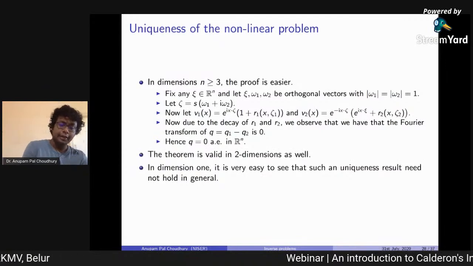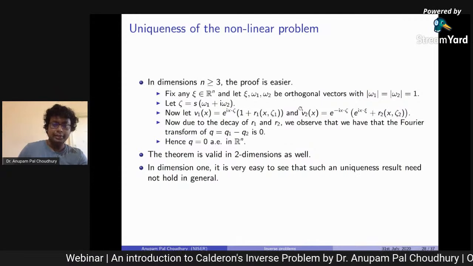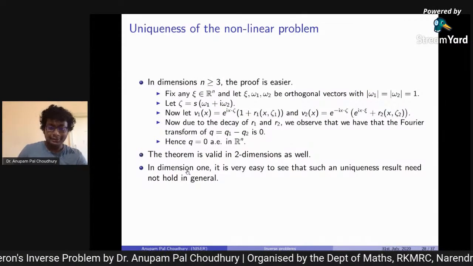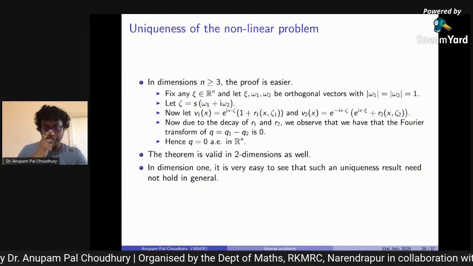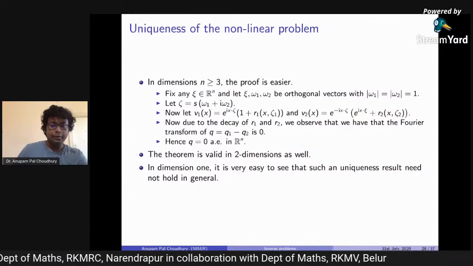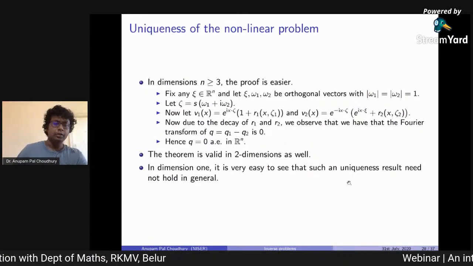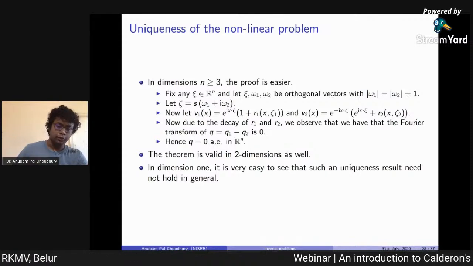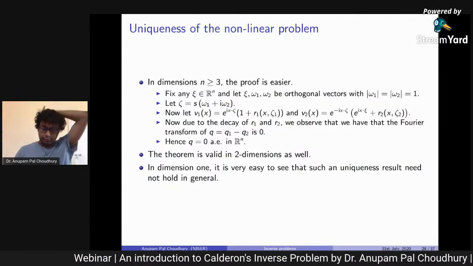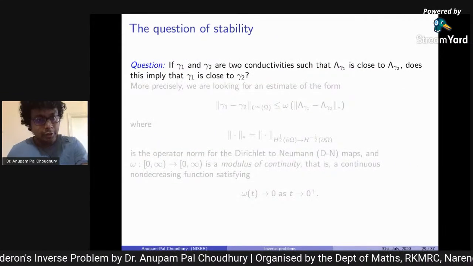So the theorem is valid in 2 dimensions as well, but the proof is different. This technique doesn't work in 2 dimensions. And in dimension 1, you can very easily see, if you just write down the equation and do an integration by parts, that in general you cannot expect a uniqueness result. So in general you cannot expect to recover the conductivity. In dimension 1 it doesn't work in general. Next comes the question of stability.